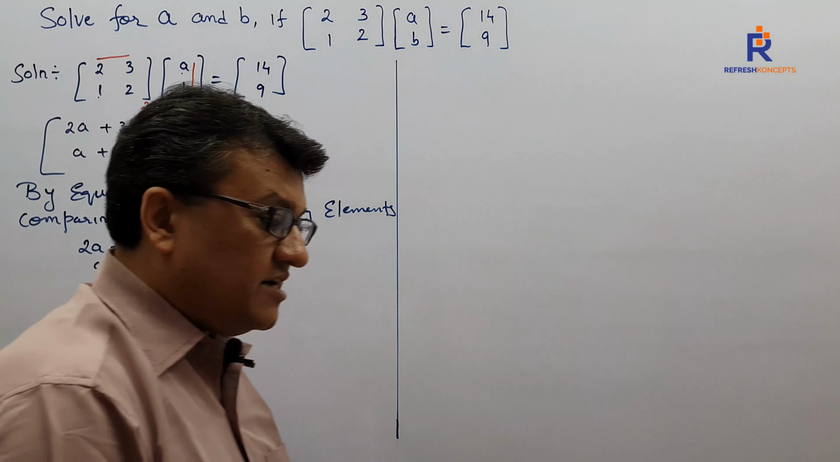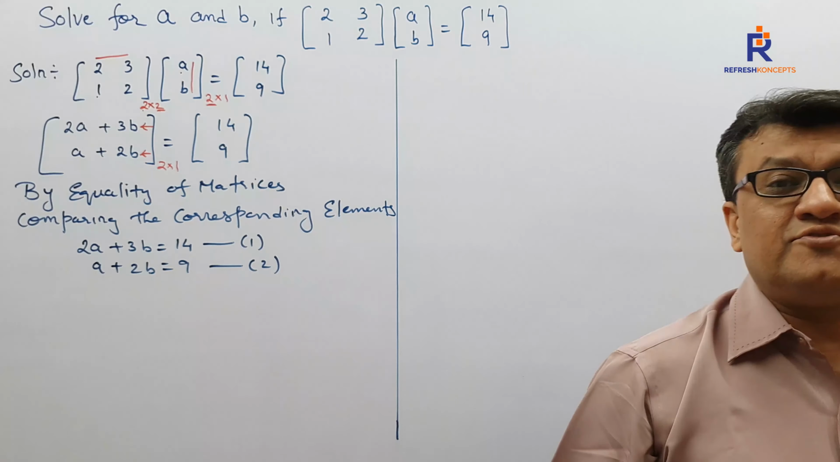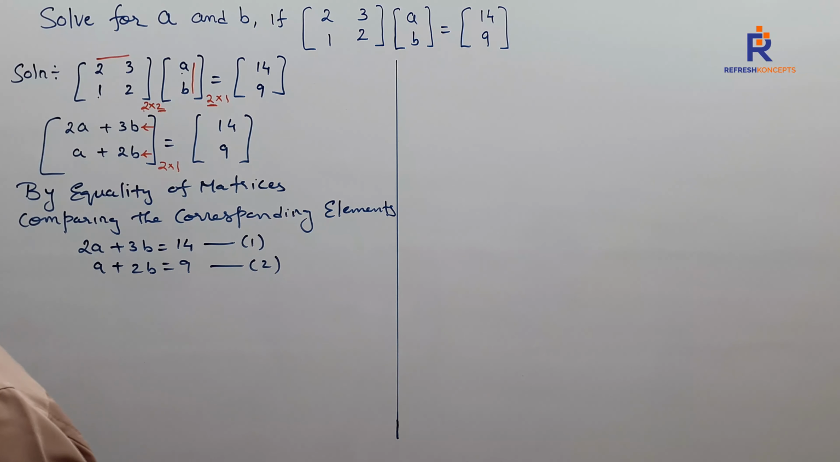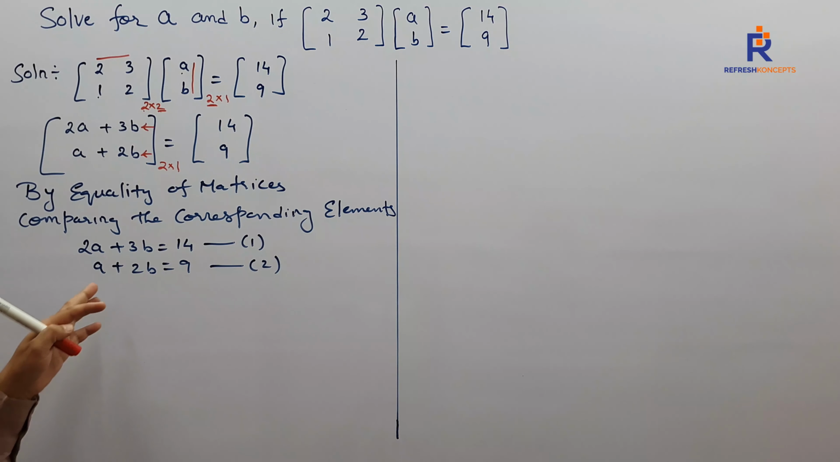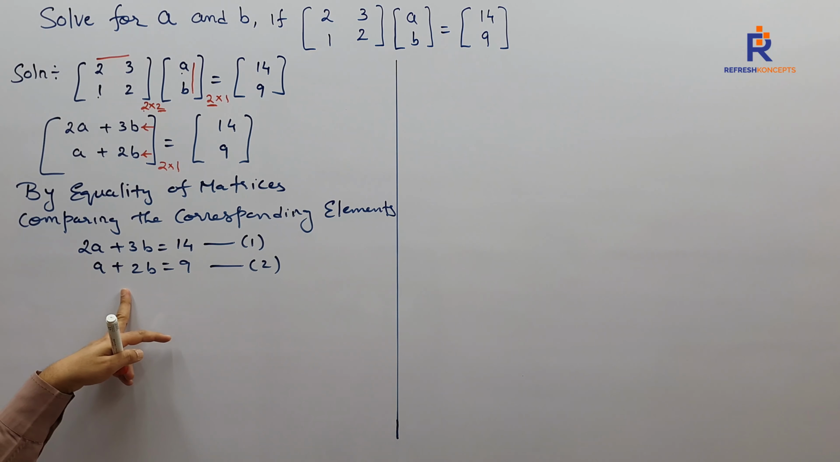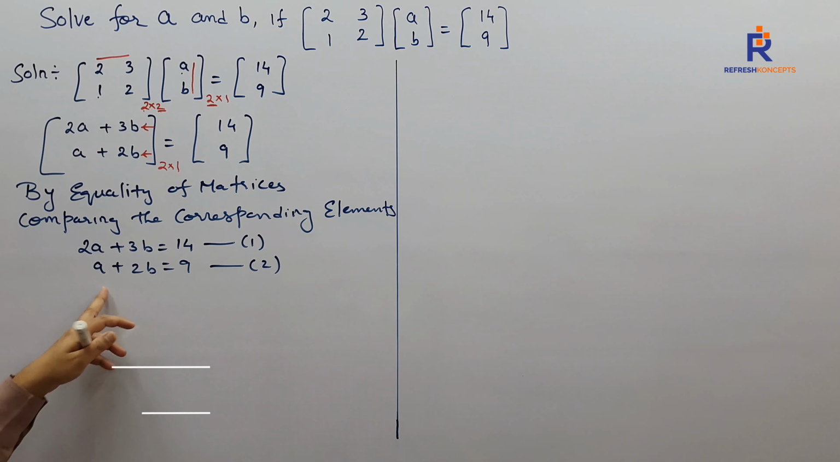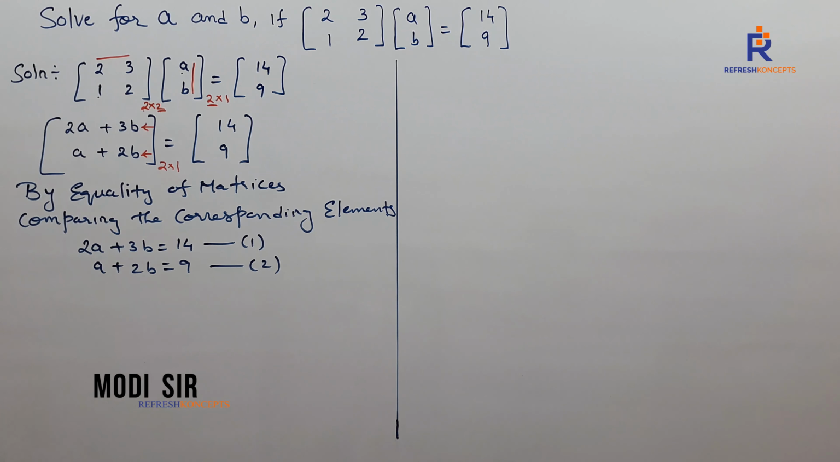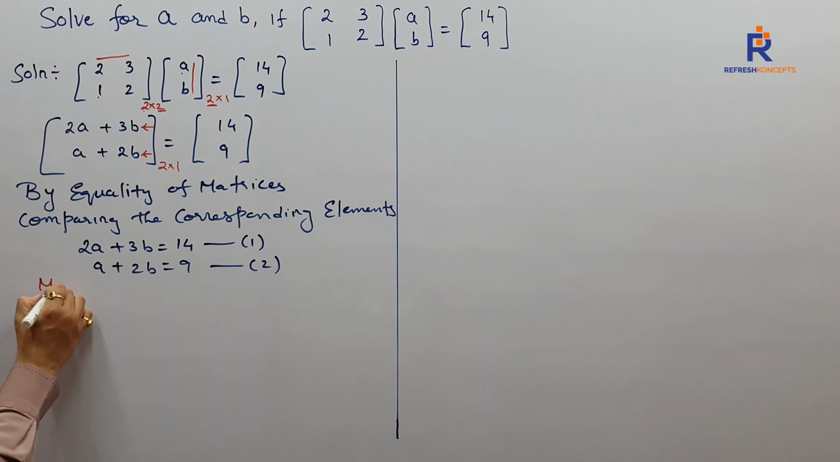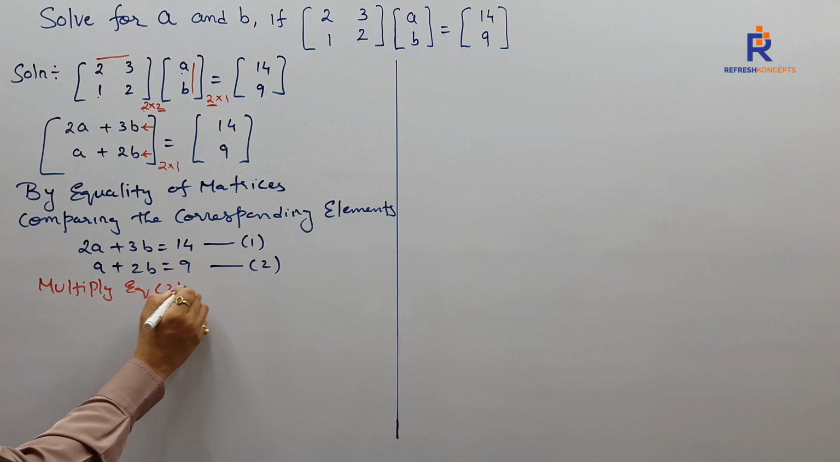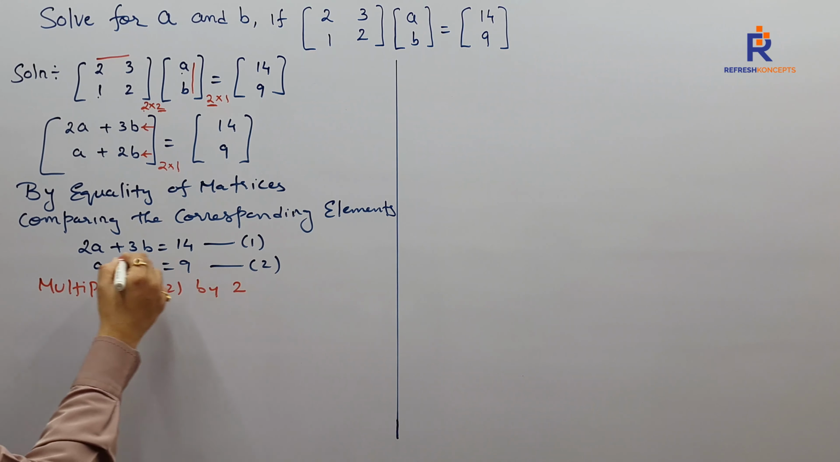Now, is it a matrix sum? No, it is no longer a matrix sum. It has converted into a simultaneous linear equation. So now we are just supposed to solve it as a simultaneous linear equation. Should I multiply equation 2 by 2? You could have taken B also and multiplied it. So I shall say multiply equation 2 by 2. What do we get?